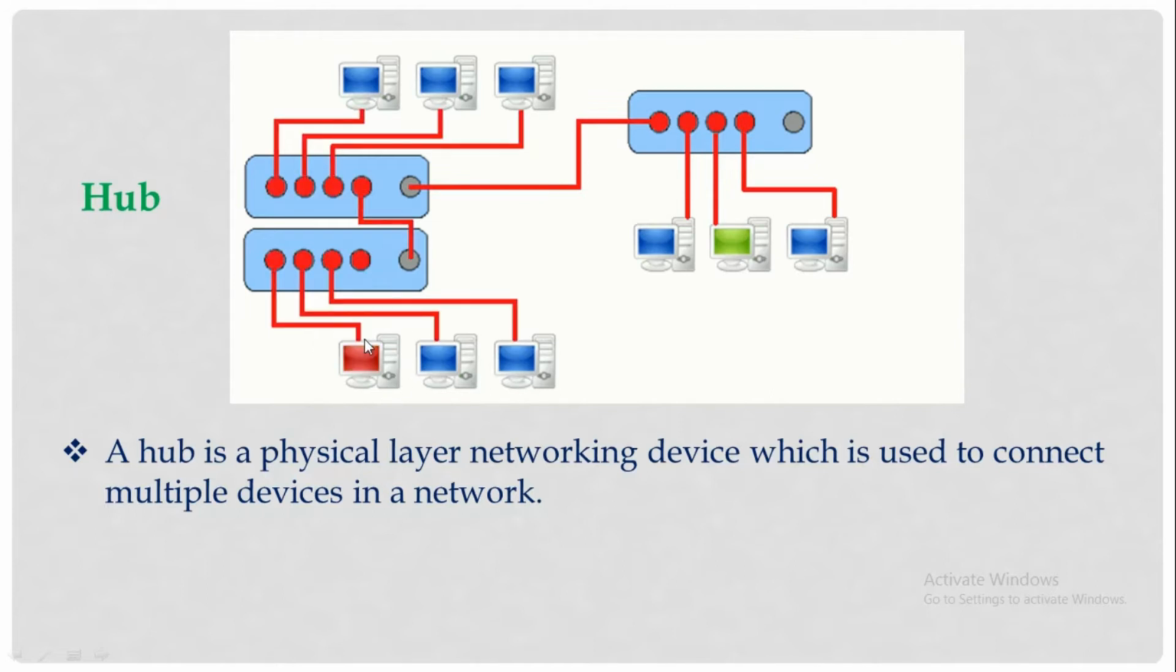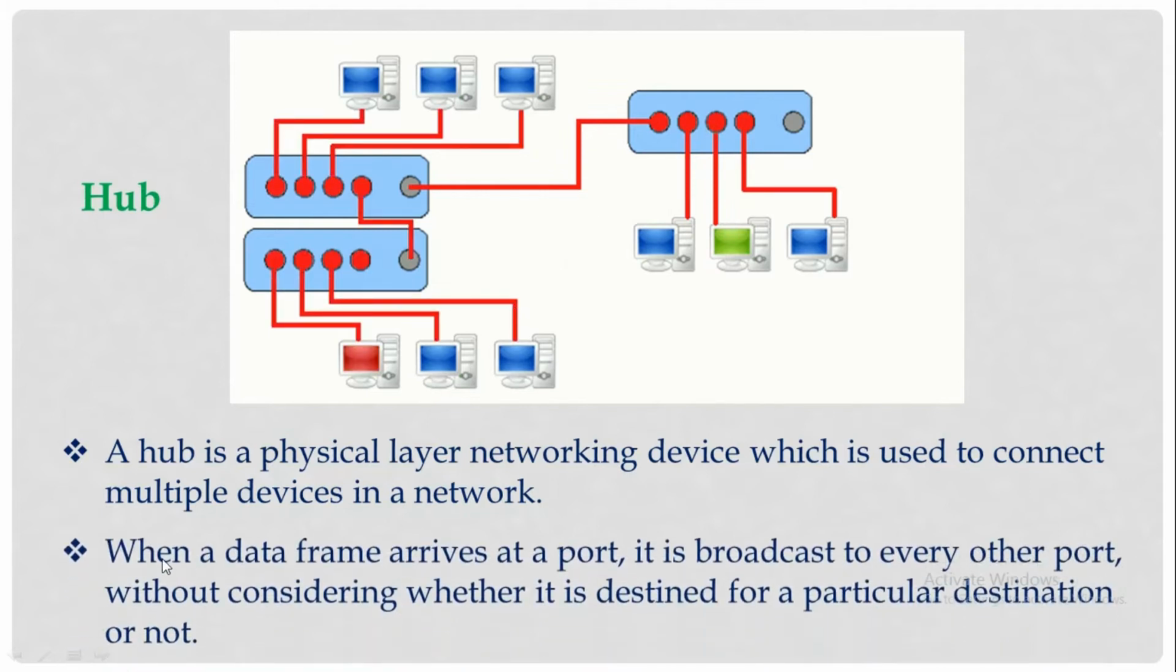Now what could you see here? The resources have been wasted, right? Because the hub is a non-intelligent device, it has no intelligence in it, the hub simply collects the information and forwards it to all the devices connected to that particular hub. That is, when a data frame arrives at a port, it is broadcast to every other port without considering whether it is destined for a particular destination or not.